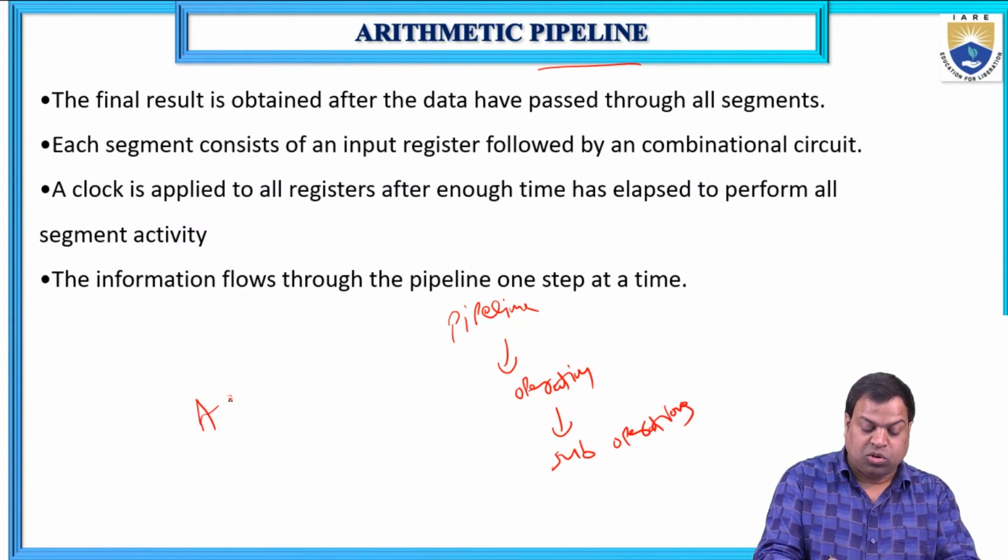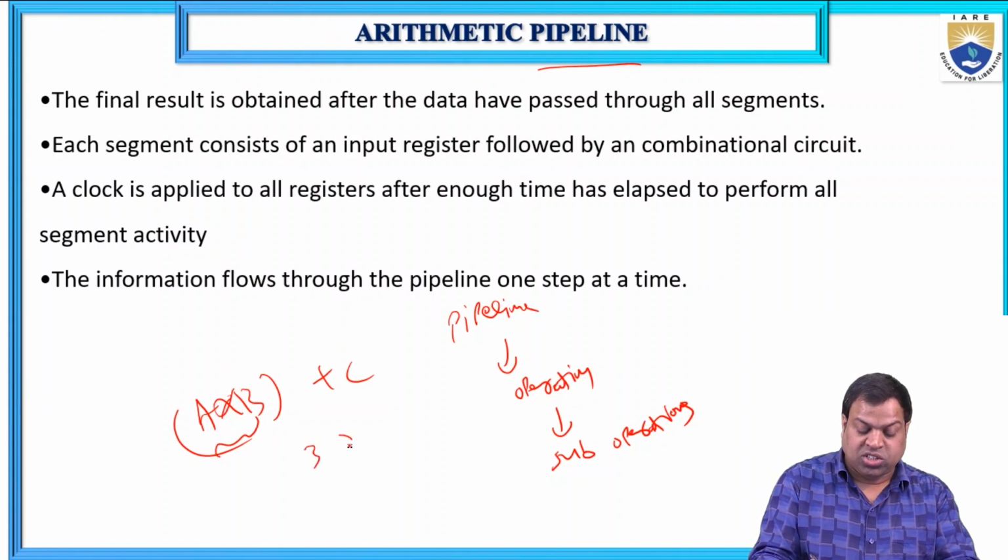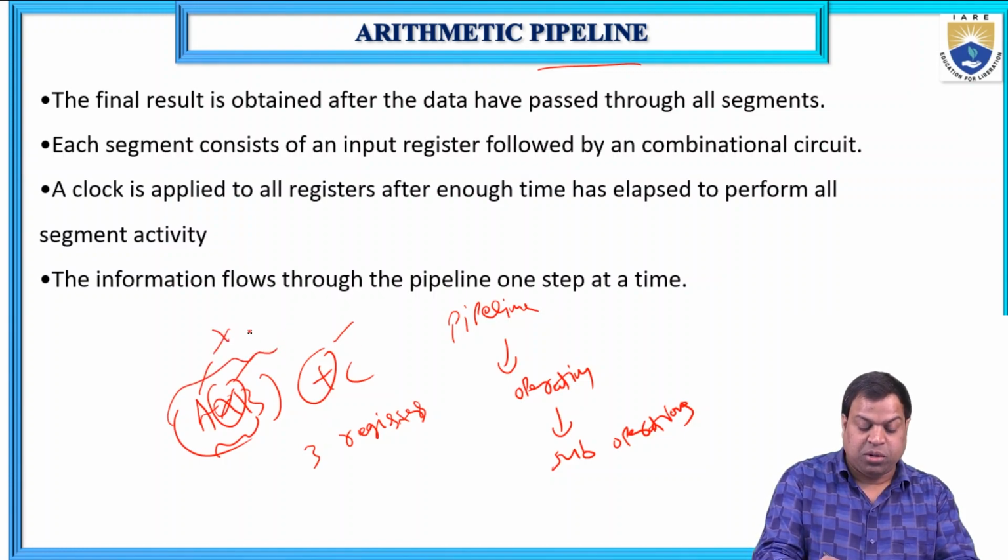Suppose I am going with A into B plus C. Here, how many variables do I need? I am taking A, B, C, so 3 registers. It is a multiplication and addition. A into B is one operation, and after getting the result, A into B, I take it as X. C I take as Y. Then I take X plus Y.